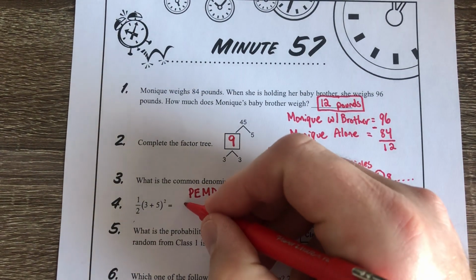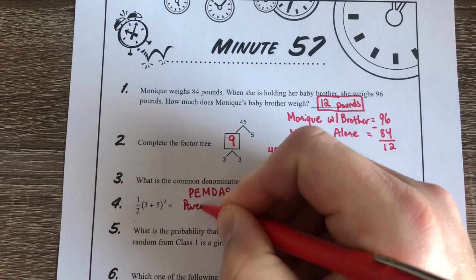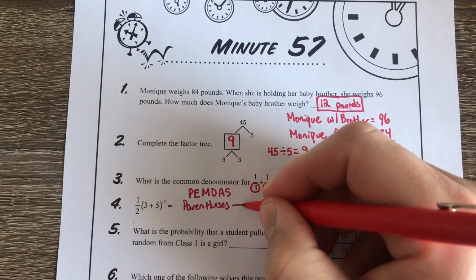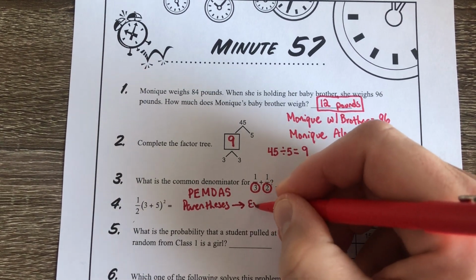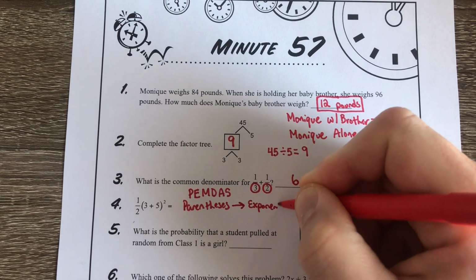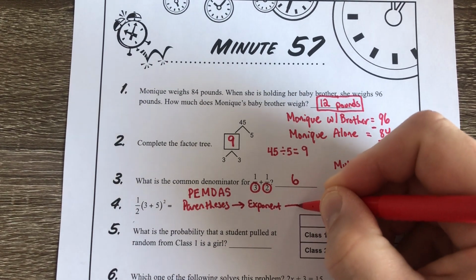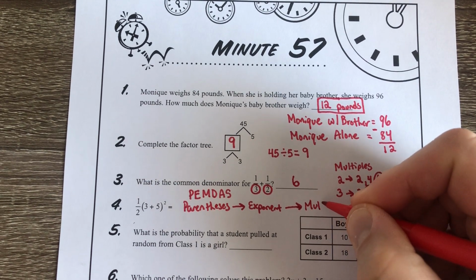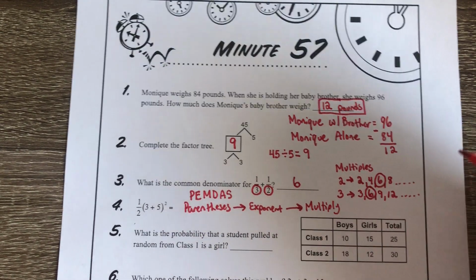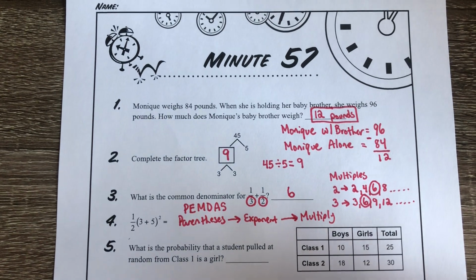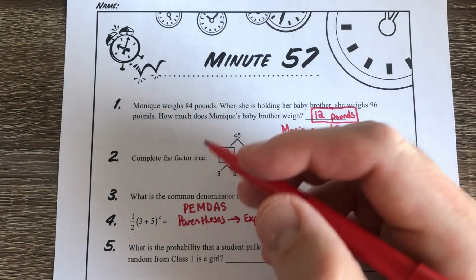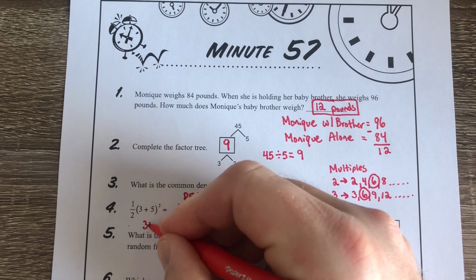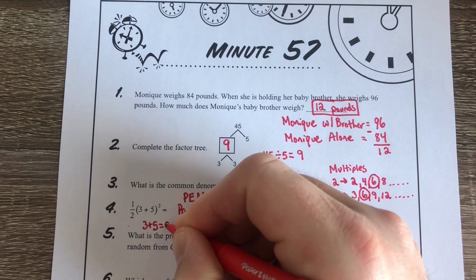So the order that we're going to solve this is we're going to do the parentheses first, and then we're going to do the exponent, and then we're going to multiply. So I'm going to start by doing what's inside the parentheses first, which is 3 plus 5. That would be 8.